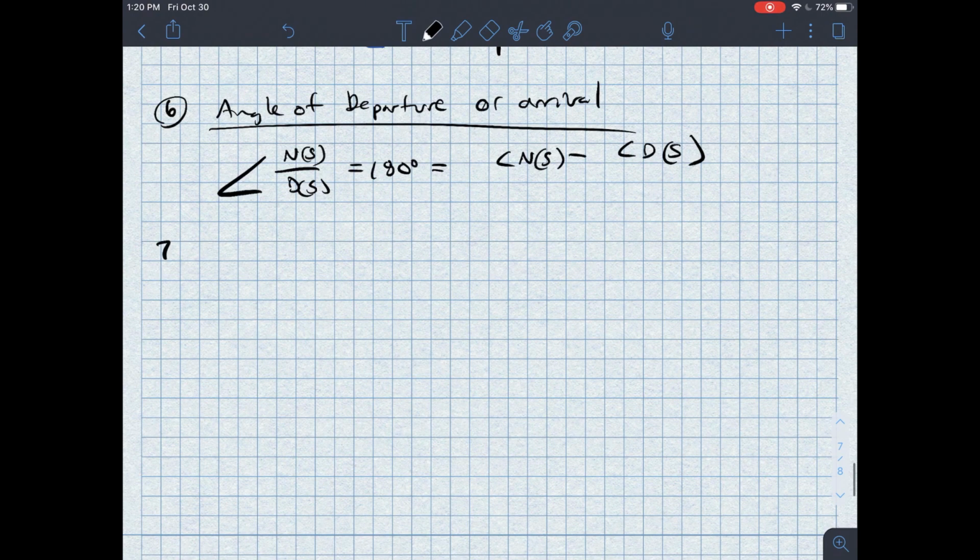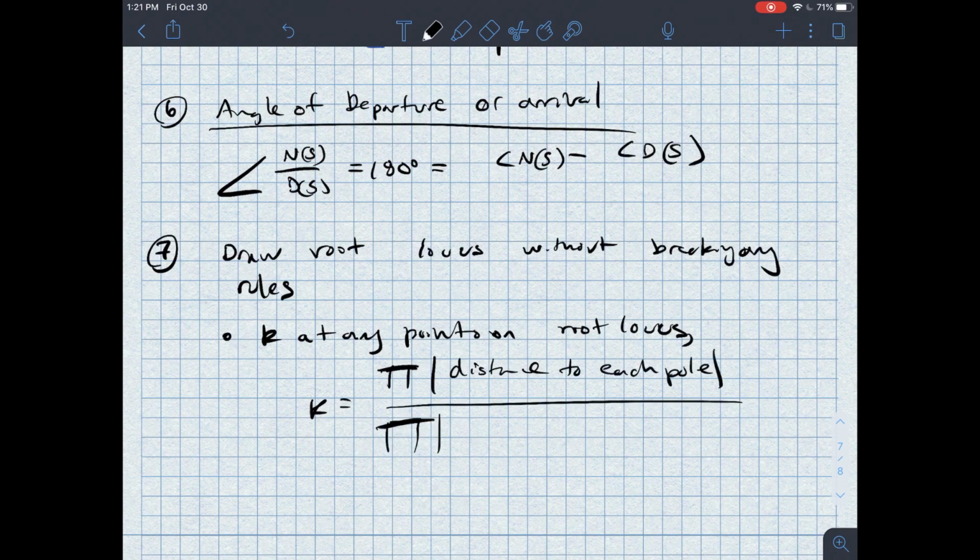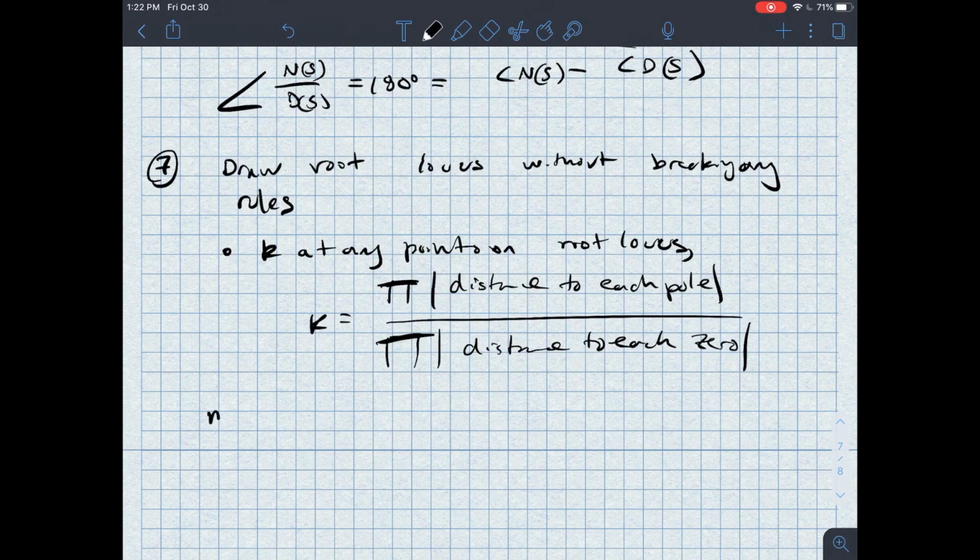Rule number 7, draw the root locus without breaking any rules. If you want to know k at any point on the root locus, so if I pick a point that is on the root locus, k is equal to the product of the distance to each pole over the product of the distance to each zero. If there are no finite zeros, then k is just the product of the distance to the poles.